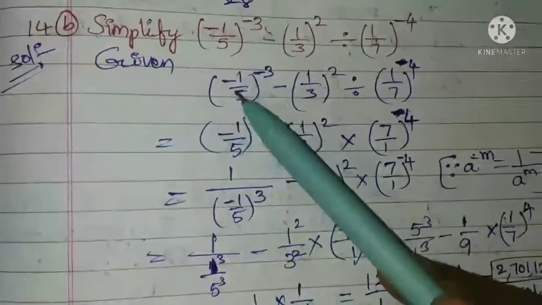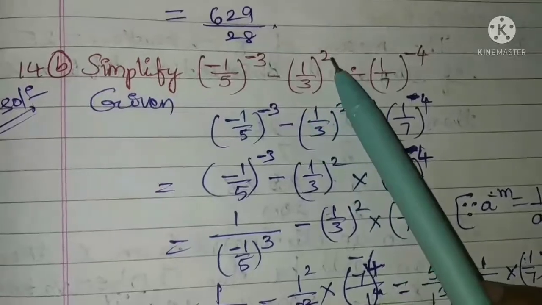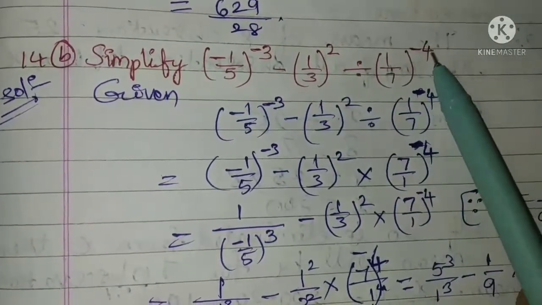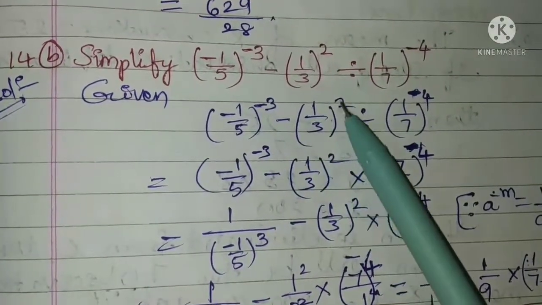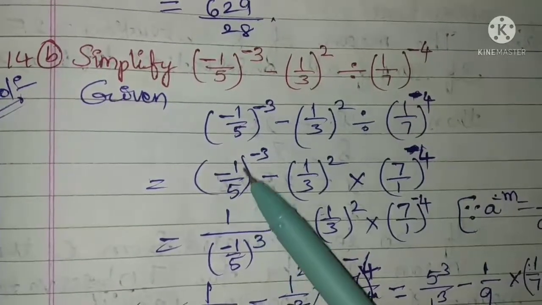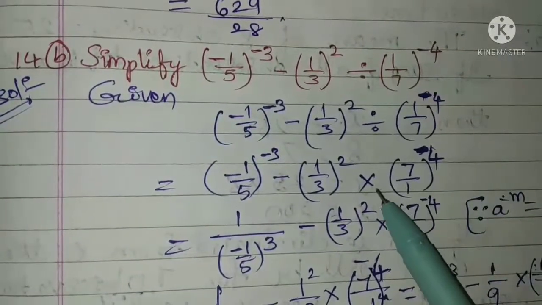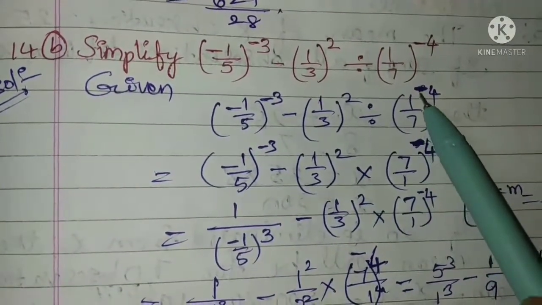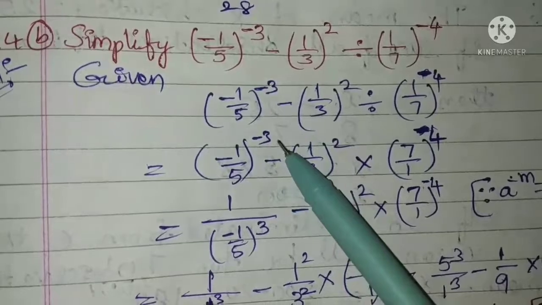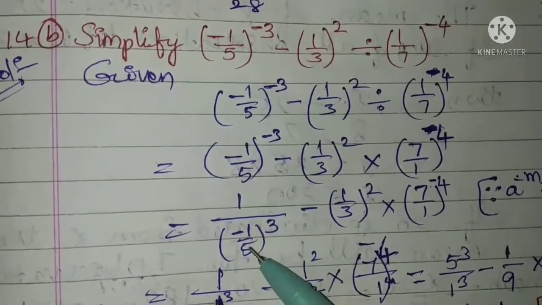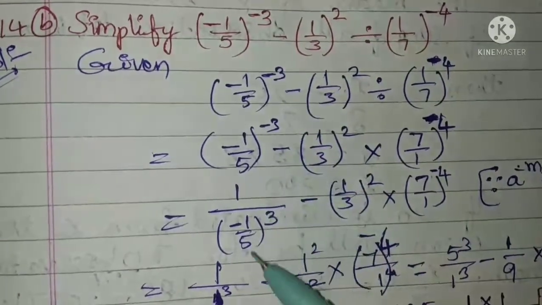Next 14b. Simplify minus 1 by 5 to the power minus 3 minus 1 by 3 whole square divided by 1 by 7 to the power minus 4. Given minus 1 by 5 to the power minus 3 minus 1 by 3 whole square divided by 1 by 7 to the power minus 4. Now just to remove this divided by sign, I have multiplied and written 7 by 1 to the power minus 4. As it has power minus 3, we write it as 1 by minus 1 by 5 whole cube. Here power minus 3, so to remove this minus sign, I have sent it down.